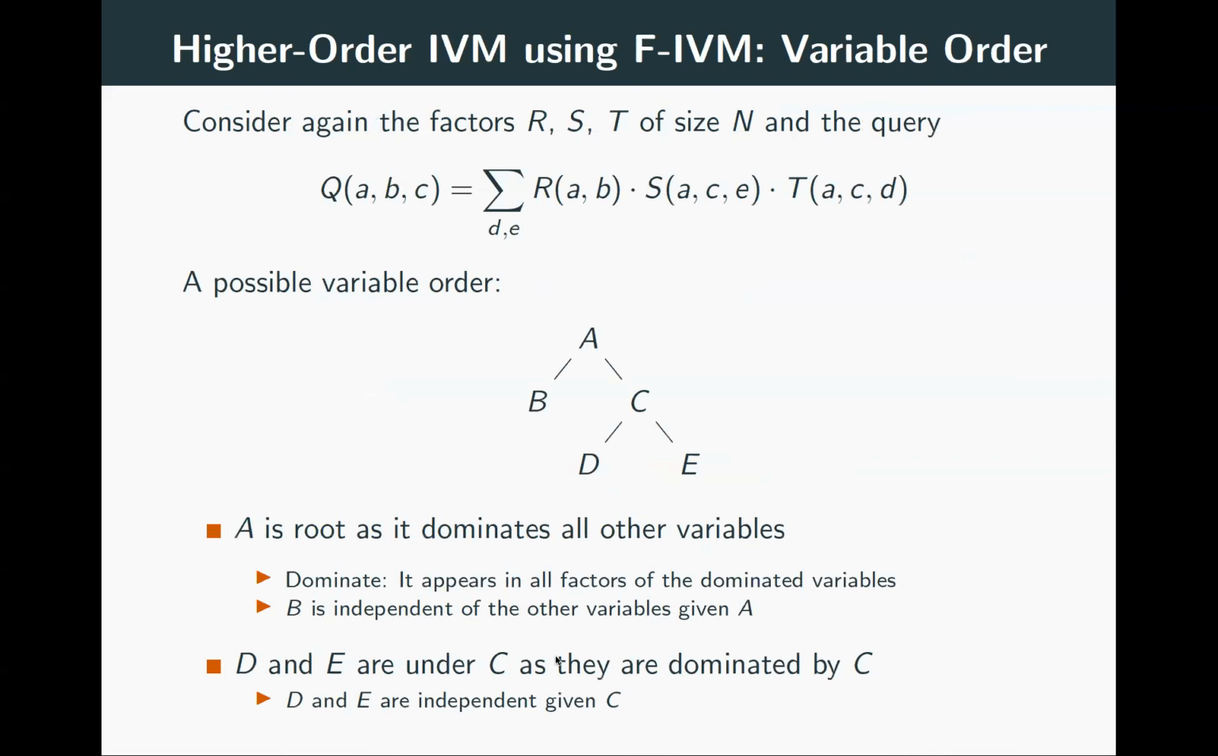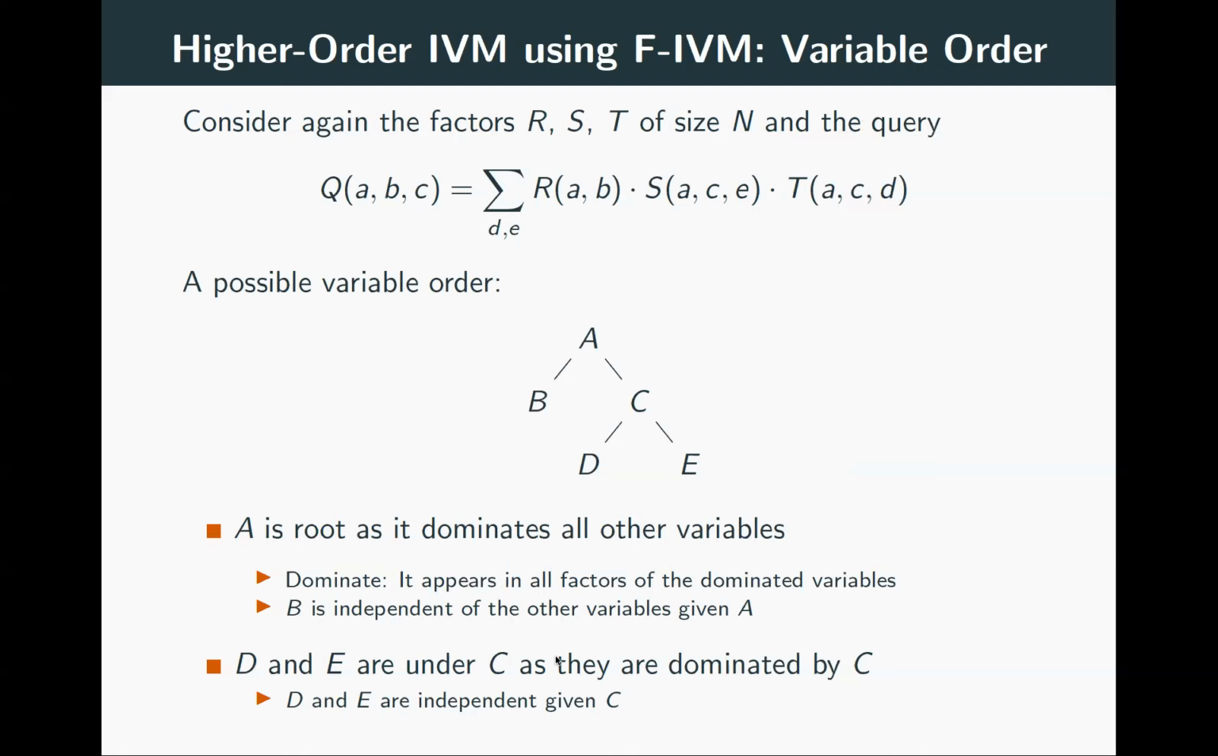So consider this query. This is a cyclic query. And I decide for the following variable order. I realize that A dominates everything else because A appears in all factors. So I can put A at the beginning. In a sense, it's intuitive because if you fix a value for A, you break down the query into little pieces, which can be done independently. So essentially what it means is that given A, the values for B are independent of the values for CE and independent of the values for CD. Now, given A and C, the values for E are independent of the values of D.